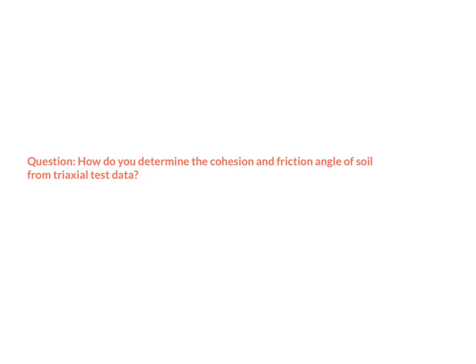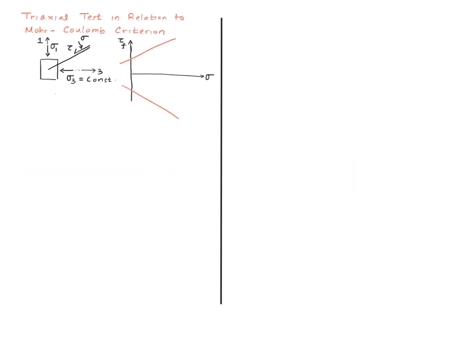The question that I have is, how do you determine the cohesion and friction angle of soil from triaxial test data? Now I'm going to consider two of the most commonly used laboratory test types in soil mechanics. First, the triaxial test, and then the direct shear test. I will talk about the test details a little later.